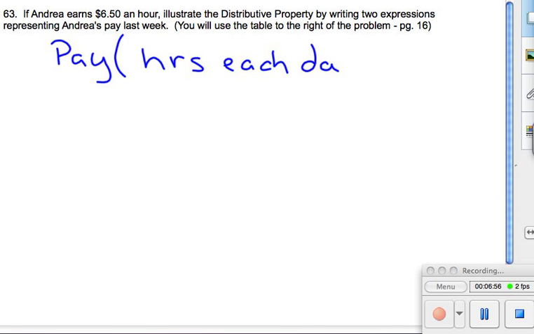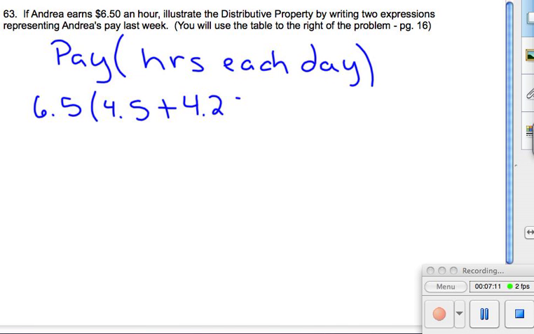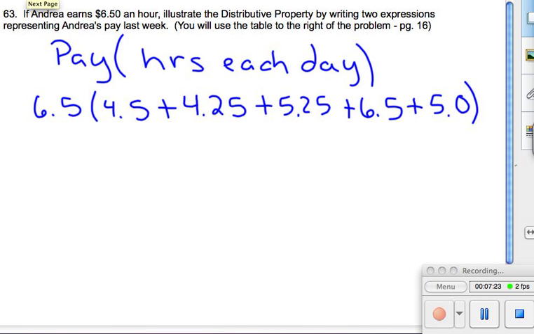Sometimes for some of you, it'll help to write a note what you're doing. So that's why I wrote it up that way. Her pay is $6.50 an hour. On Tuesday, she works 4.5 hours. On Thursday, she works 4.25 hours. On Friday, it's 5.25. And Saturday is 6.5. And Sunday is 5 hours. There's one way of the 2 it asks.